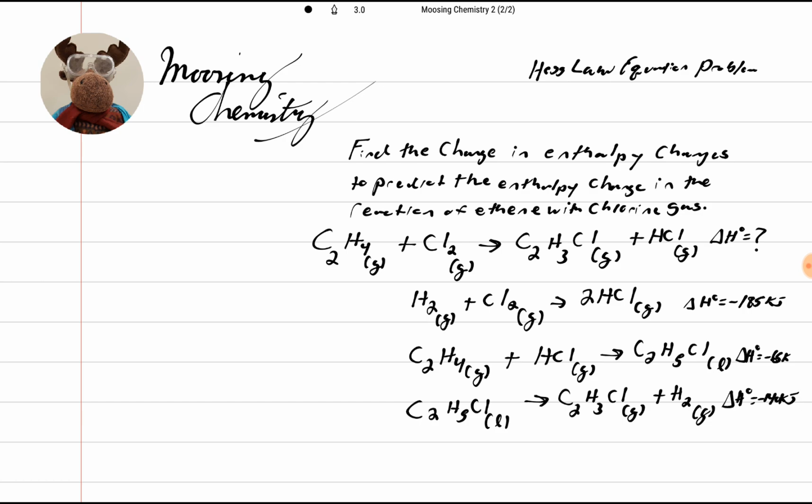It says find the enthalpy changes to predict the enthalpy change in the reaction of ethene with chlorine gas. All right, so what we have is this equation right here, and what we want to do is make these three equations look like that equation. We're allowed to divide things, we're allowed to flip things, we're allowed to do a lot of things.